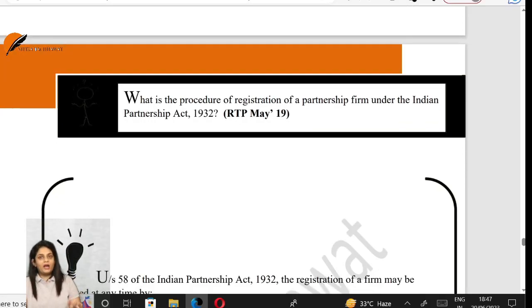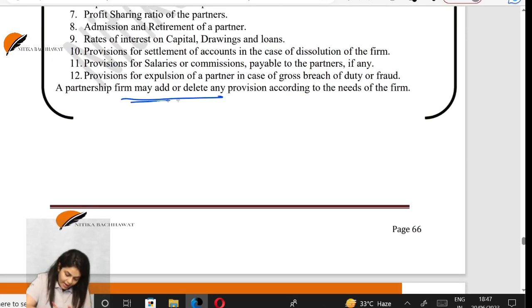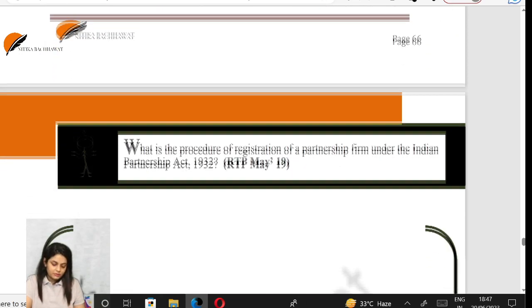But apart from this, partners can also add or delete any of the provisions. They can add anything they want.